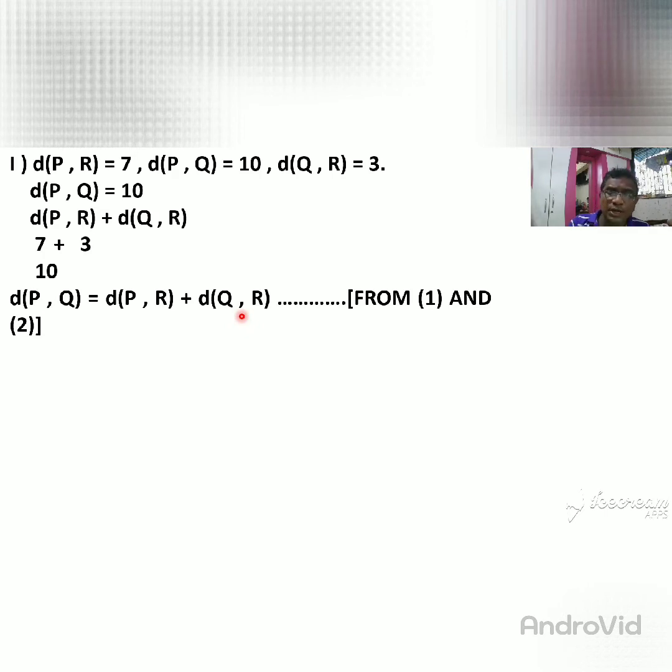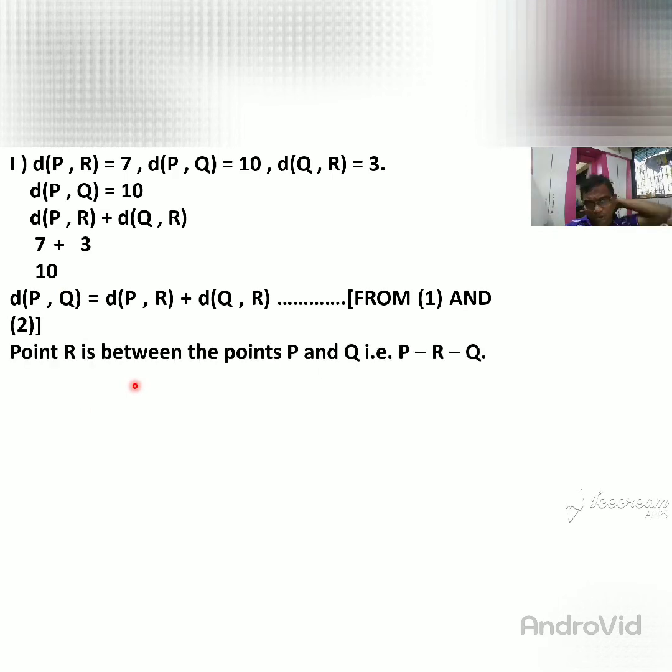Okay. So here distance P comma Q is equal to what? 10. And distance P comma R plus distance Q comma R is also equal to 10. So both sides are the same. So if both sides are the same, that means this point R is between P and Q. So R is between the points P and Q.